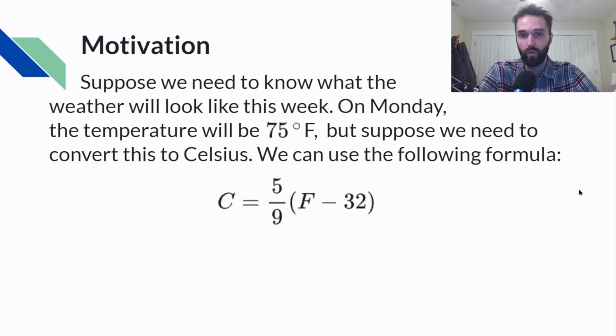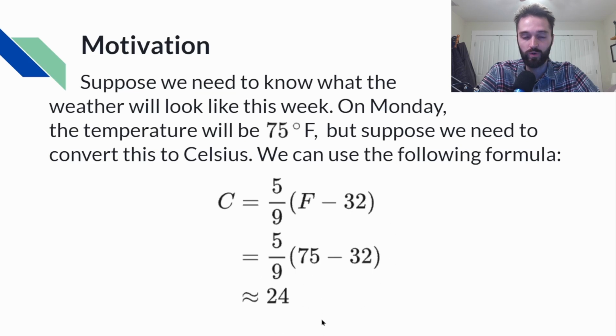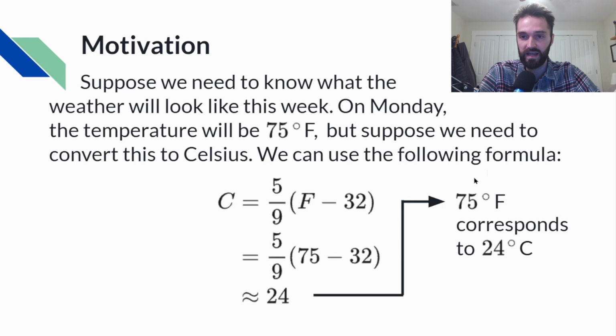To do this, we can use the following formula. C equals 5/9 times (F minus 32). What we can do is take this value 75 and plug it into the F slot, and then see what we get for C. So we get this. And when we put this into a calculator, it works out to a value that's super close to 24. So 75 degrees Fahrenheit corresponds to 24 degrees Celsius.